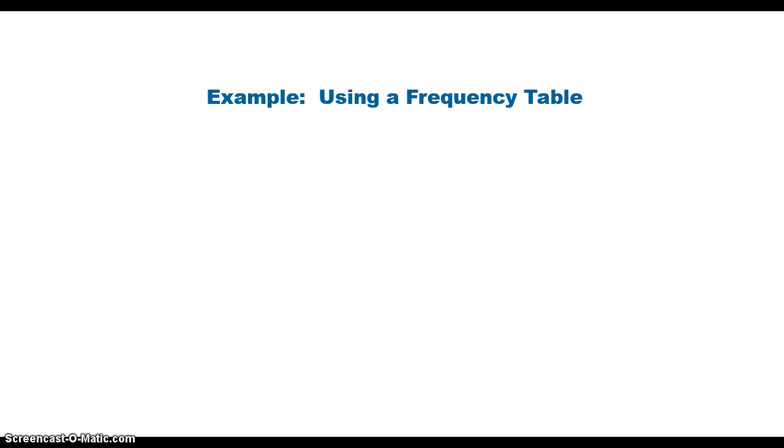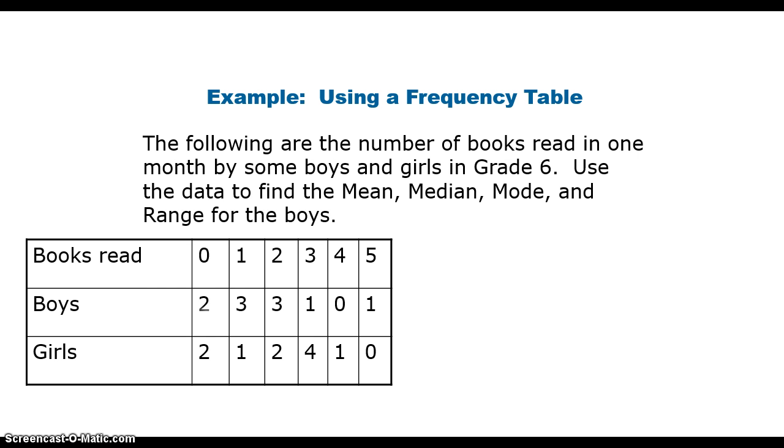Now let's look at an example where we're using a frequency table. If you'll recall, we looked at this problem in our previous lesson. The following numbers are the number of books read in 1 month by some boys and girls in grade 6. Now let's use this data to find the mean, median, mode, and range for the boys' data.